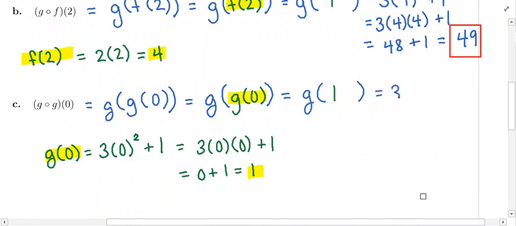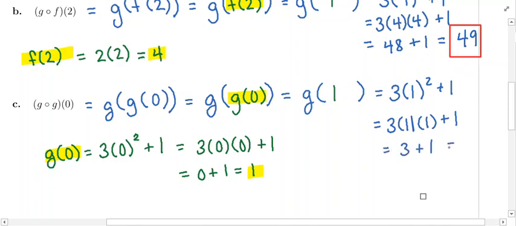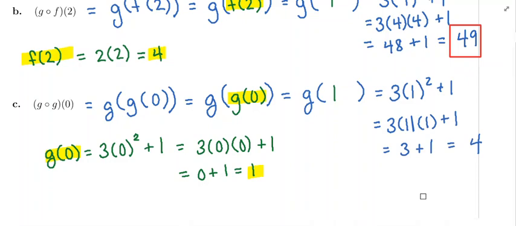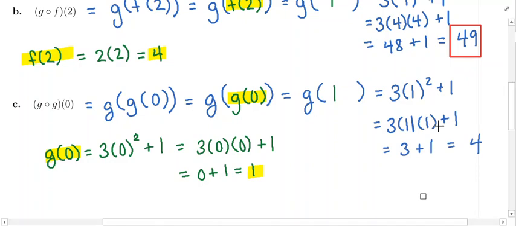So we're going to get 3 times 1 squared plus 1. This gives us 3 times 1 times 1 plus 1, which is 3 plus 1. So the final answer here is 4. I personally like this way better because I don't have to form the composite function.